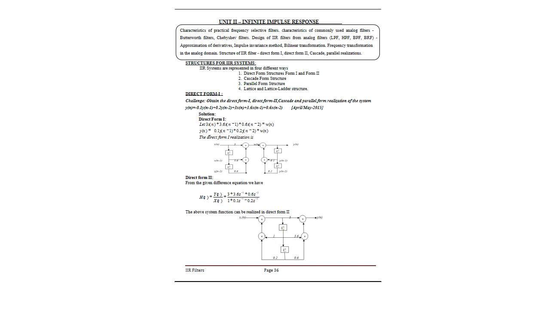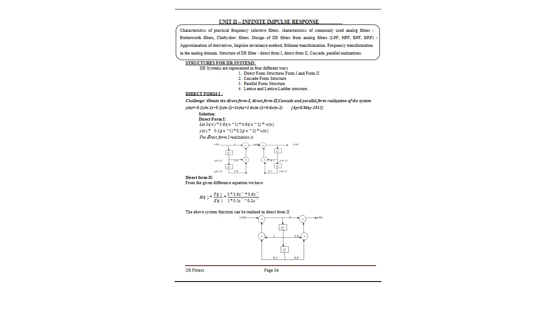First thing will be the structures for IIR systems. So the IIR systems are represented in 4 different ways. The first thing will be the direct form structure, form 1 and form 2. Second thing will be the cascade form structure. Third will be the parallel form structure, and fourth is the lattice and lattice ladder structure. Okay. So first one is direct form 1.